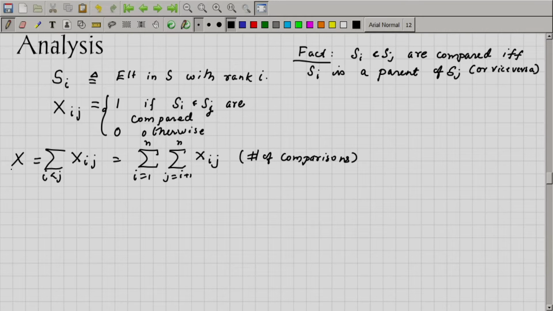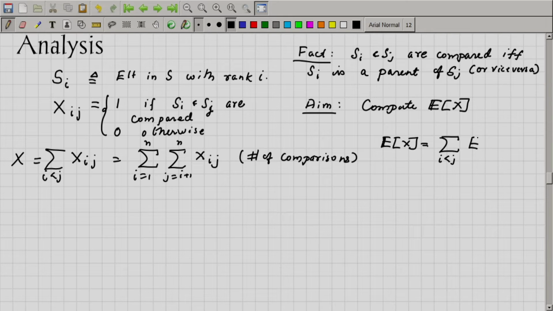What we are interested in, our aim, is to compute the expectation of x. By linearity of expectation, we know that this expectation is just the sum of the expectations of the individual random variables. So, we can write that expectation of x is equal to the sum over i less than j of expectation of xij.